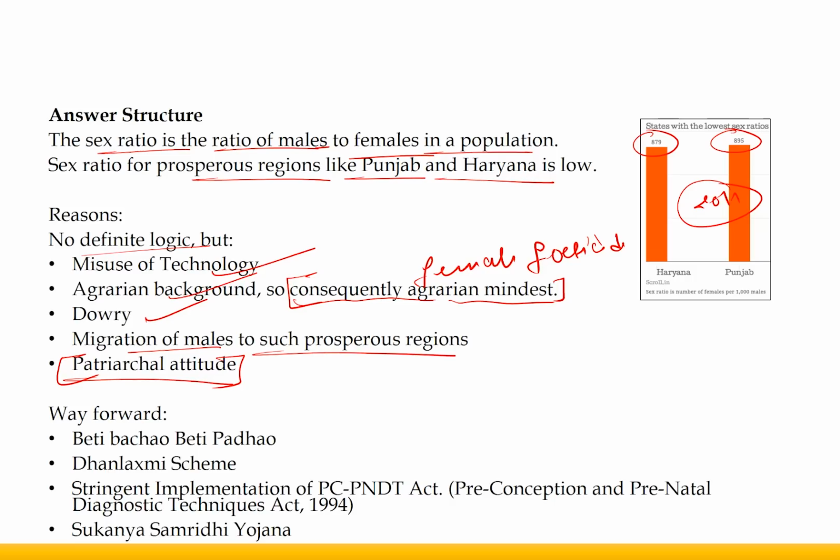And then the way forward: what the government has done, what the government can do. There are certain schemes being run by the government which you have to mention: Beti Bachao, Beti Padhao, the Dhanalakshmi scheme, whereby cash incentives are given to people for having female children. Stringent implementation of the PCPNDT Act is required so that misuse of technology is discouraged. Then the Sukanya Samriddhi Yojana is also being run. This was launched along with the Beti Bachao, Beti Padhao scheme. So there are three or four schemes. In any question on sex ratio, you can simply jot these down.